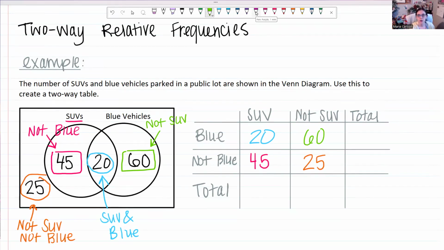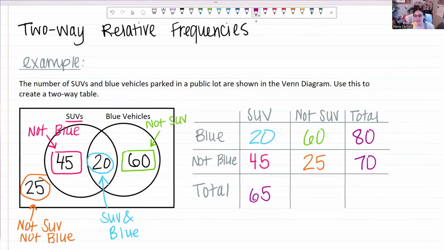Now we can find some totals. So the total number of blue vehicles, 20 SUVs that are blue plus 60 not SUVs that are blue, that is 80 vehicles in total. And then 45 not blue SUVs and 25 not blue not SUVs. 45 plus 25 is 70. And then I could look at the SUVs. So we had 20 blue SUVs and 45 not blue SUVs. So that is 65 SUVs in total.